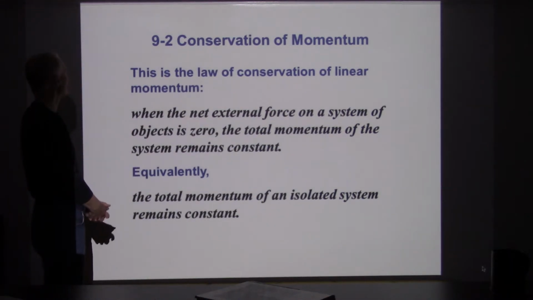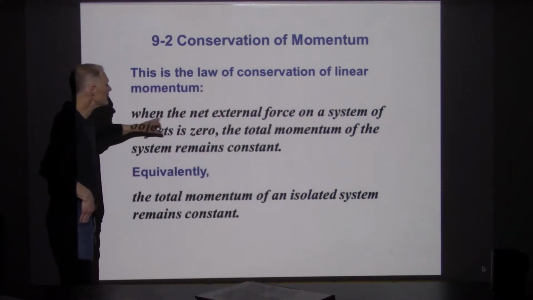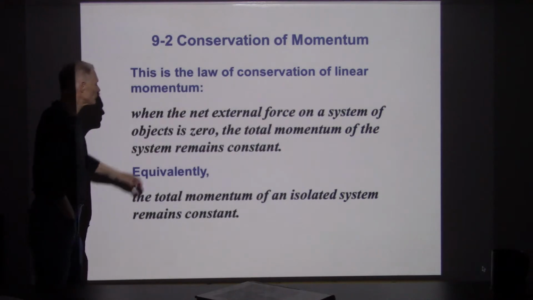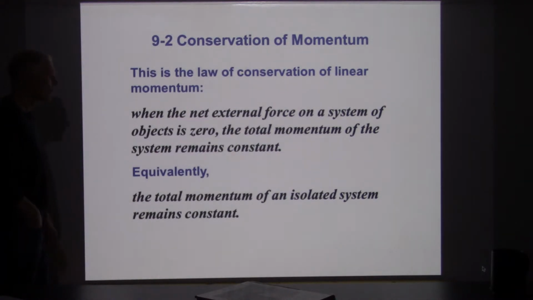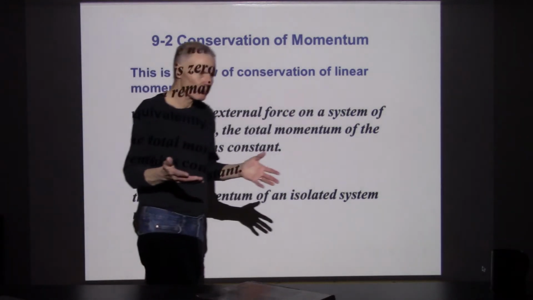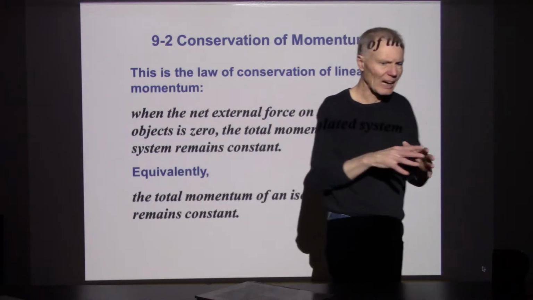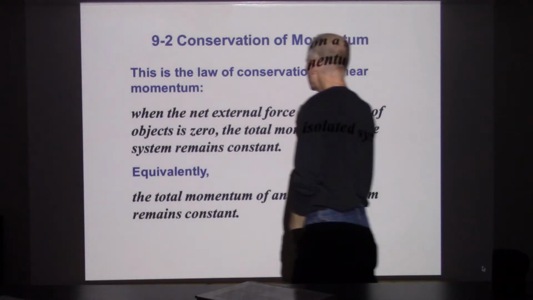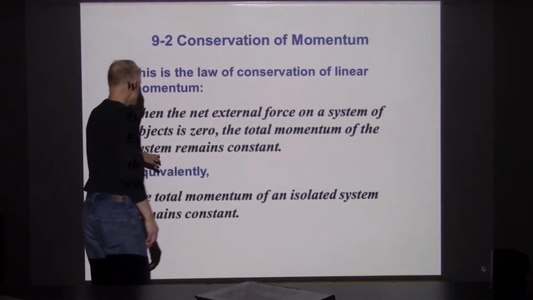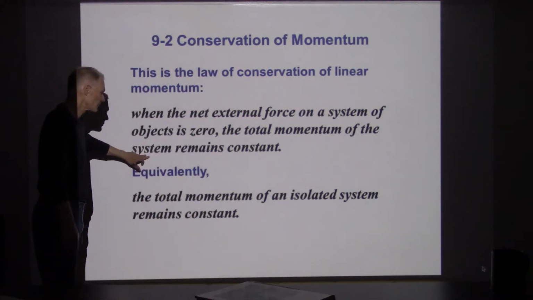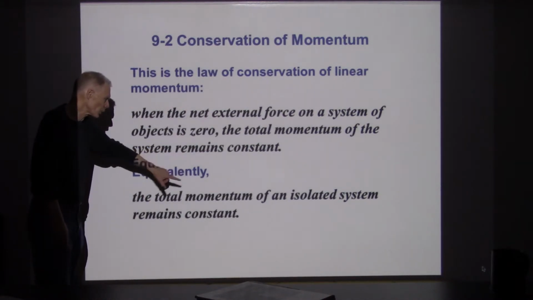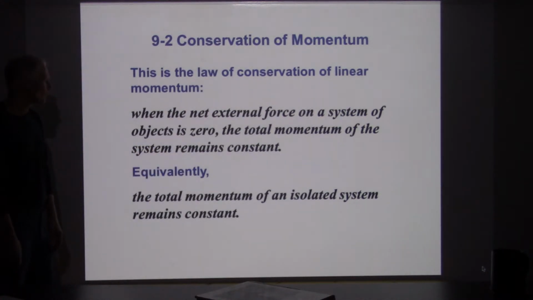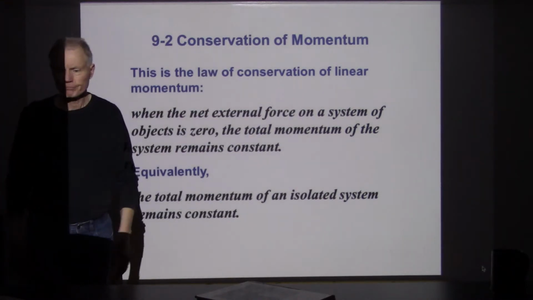So here it is, they're saying, this is it, the law of conservation of linear momentum. When the net external force of a system of objects is zero, so if we have a collection of objects, and we've been able to isolate those objects from outside forces that might be acting on them, then the momentum of the system remains constant. I guess this is closer to what I was saying. Total momentum of an isolated system of objects remains constant.